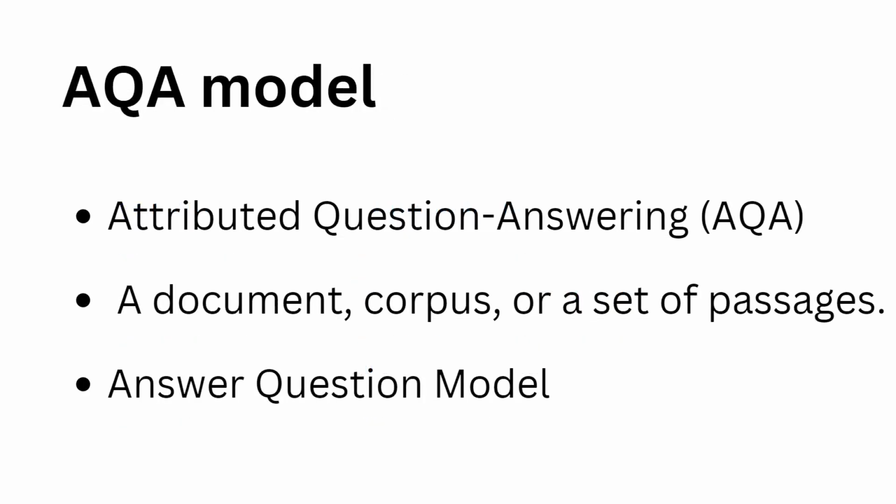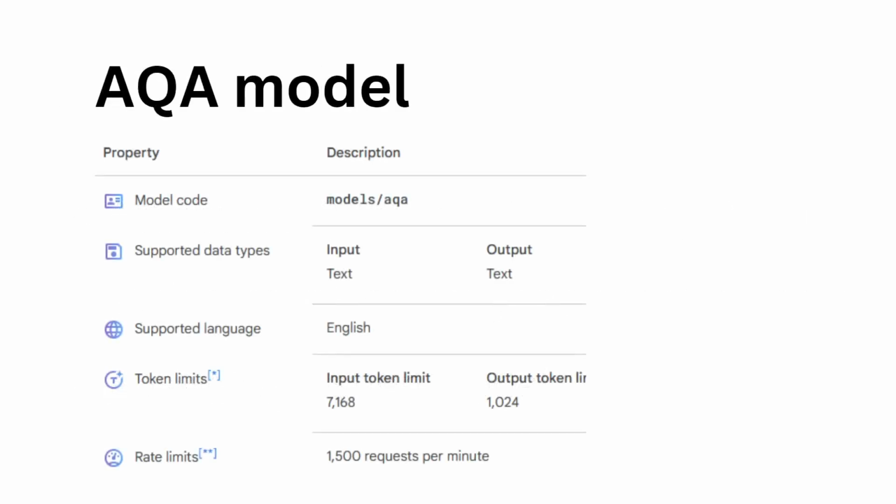The last one is AQA, the attributed question answering model. From the name, we can guess that if we ask any question, it can return the answer. This is a specifically fine-tuned, domain-specialized model. It only takes text as input and returns text as output, but it has a limitation: it only supports the English language.